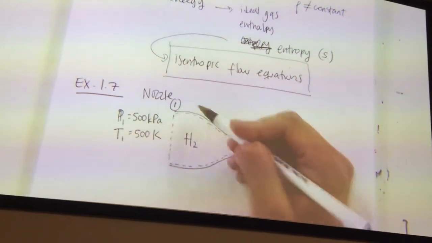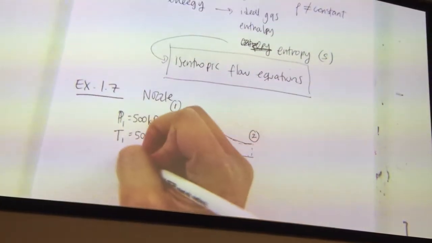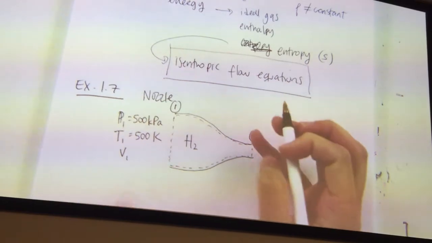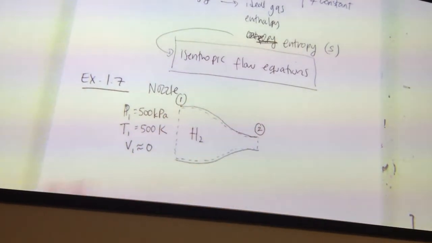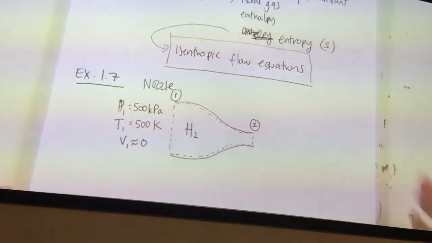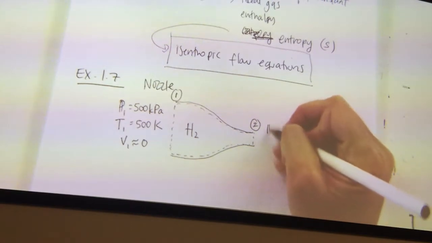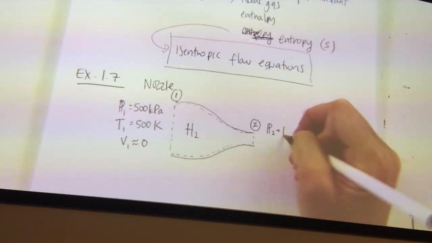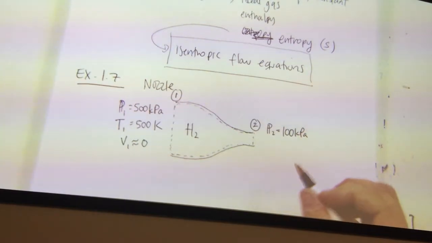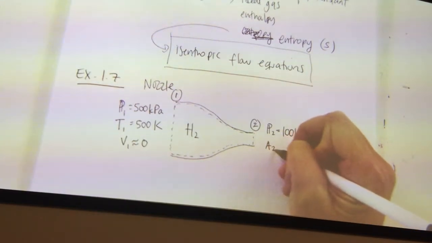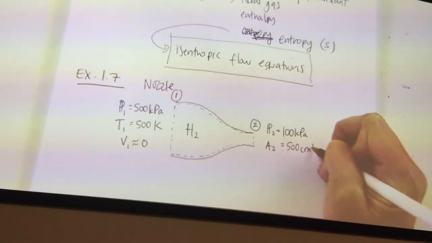So imagine this comes from a reservoir somewhere that is stationary. We're going to assume that the velocity at the inlet is very, very small, practically zero. That's a really big assumption that you're going to be making a lot in this course. At the outlet, we have a pressure of 200 kilopascals, and the area at the outlet is 500 centimeters squared.